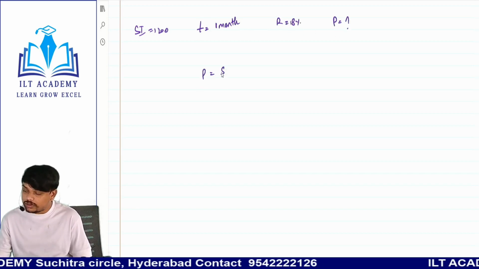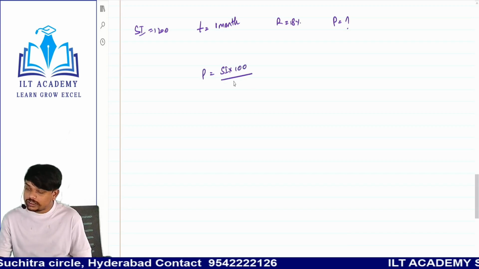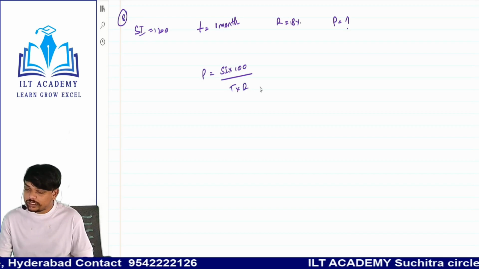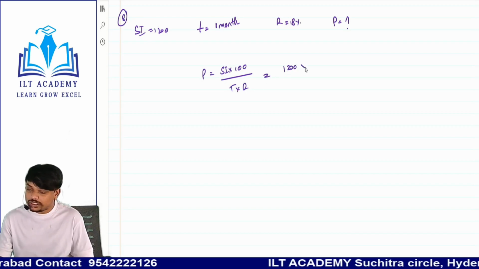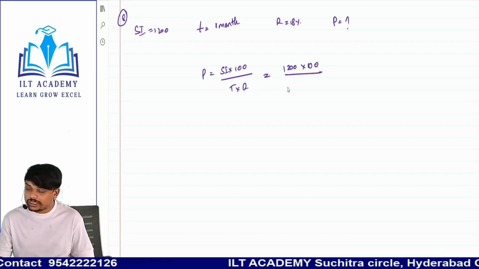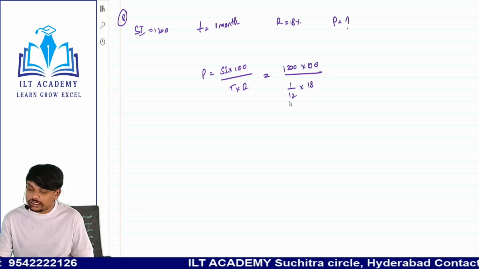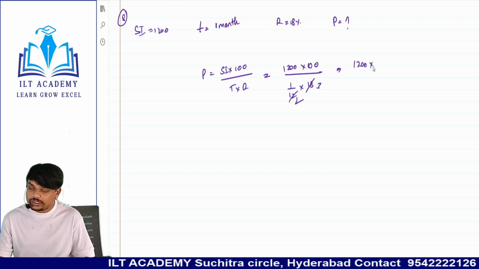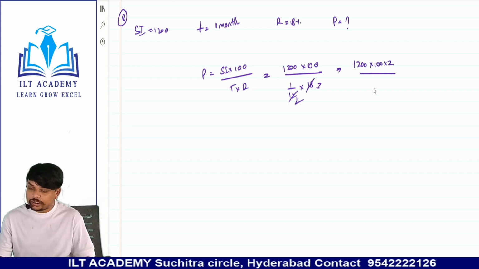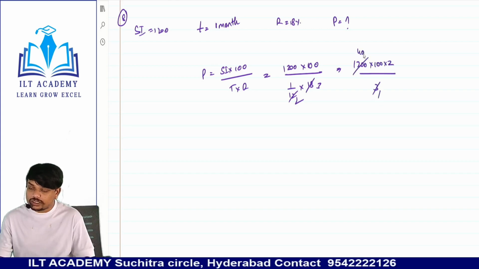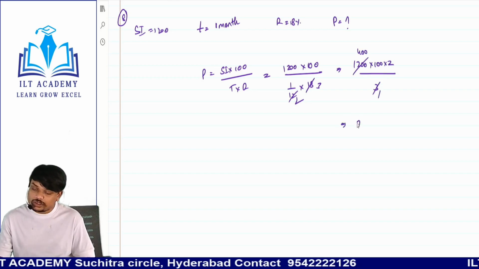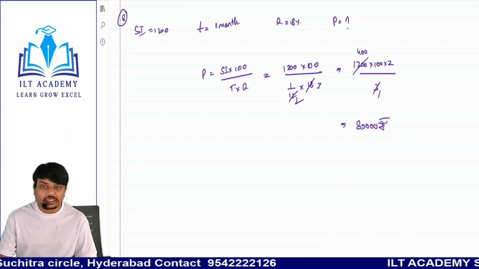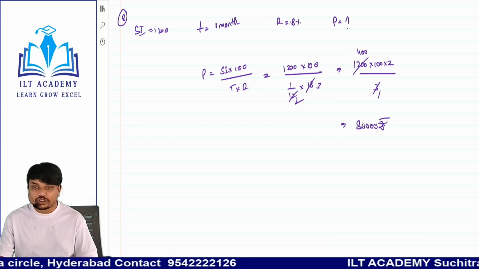So principal is equal to what? Simple interest into 100 divided by time into rate. So simple interest is how much? 1200 into 100 divided by time, which is 1 by 12 into 18. 6 2s are 6, 3s are... 1200 into 100 into 2 divided by 3. 3 1s are... 400. So 400 into 100 into 2 is 80,000 rupees. That's it. Perfect, guys. Any doubts? Please make a note of this.